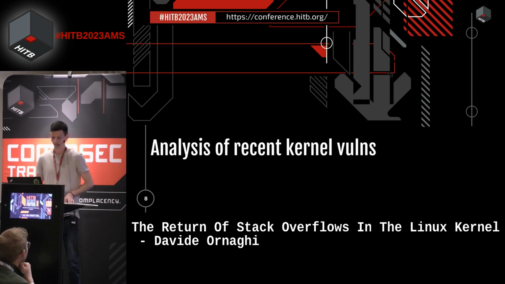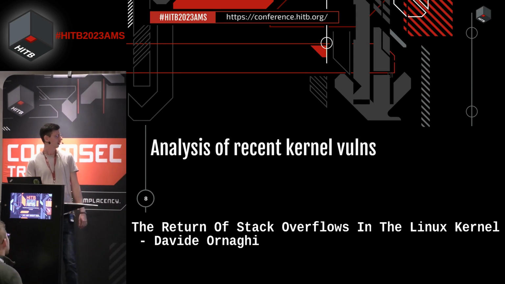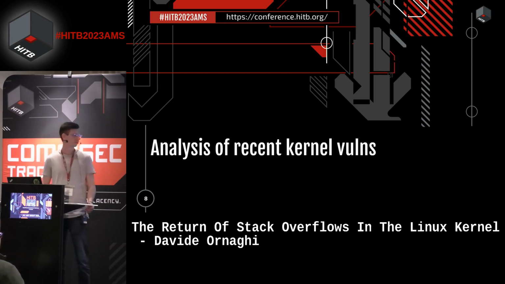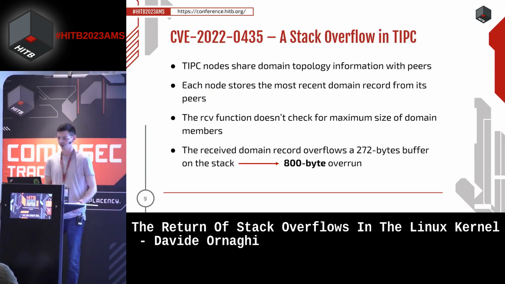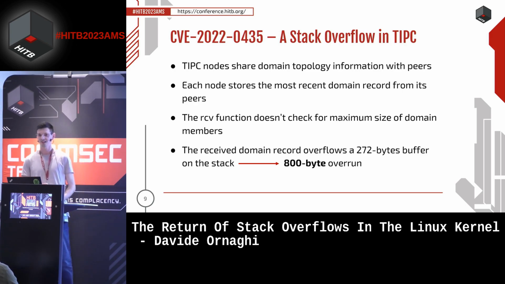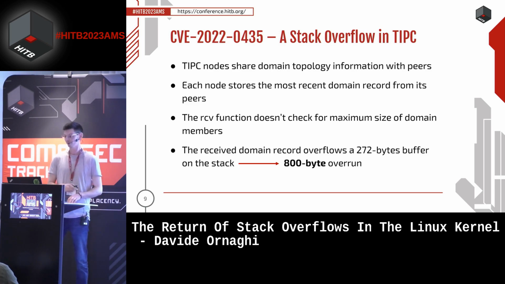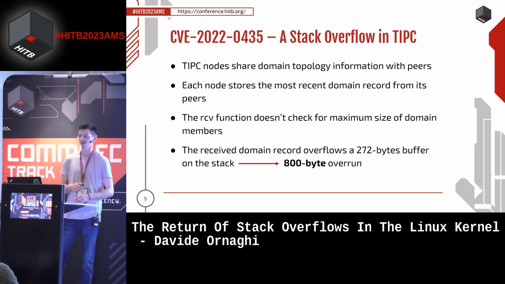Let's have a look at some recent kernel vulns and try to understand where they come from and why they're so important. Now, I couldn't find many write-ups about kernel vulns. The first one I got to check out was this one. It got CVE-2022-0435. It's also been presented last year at Hack in the Box, so I won't be going deeply into it, but it's basically a stack overflow in TIPC.